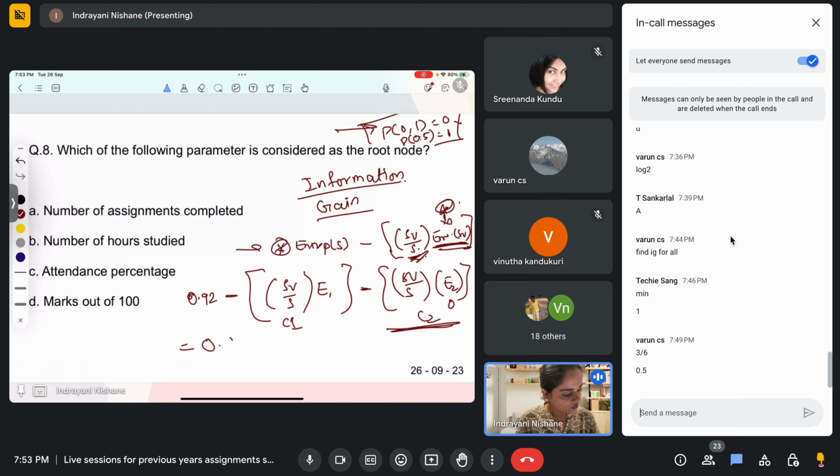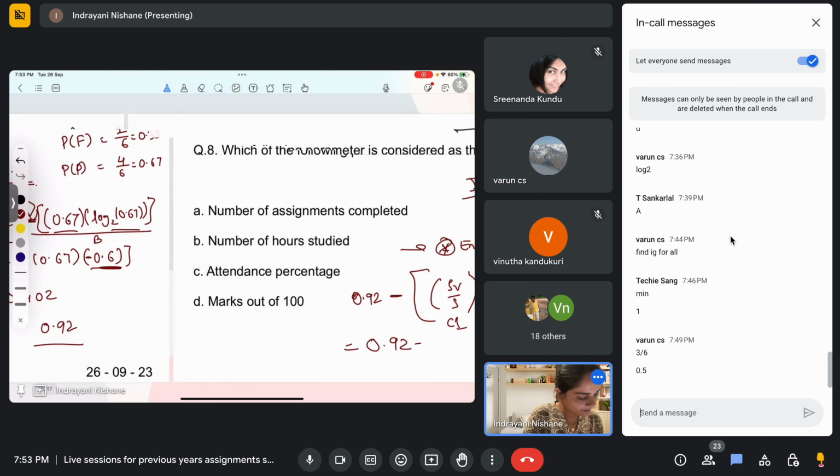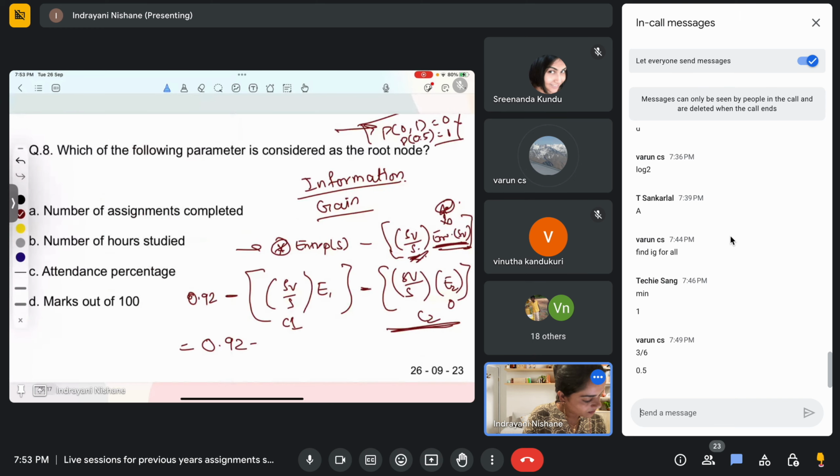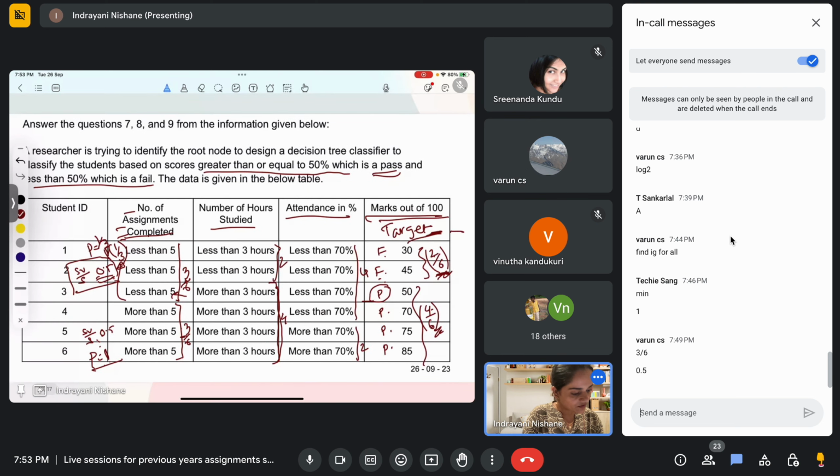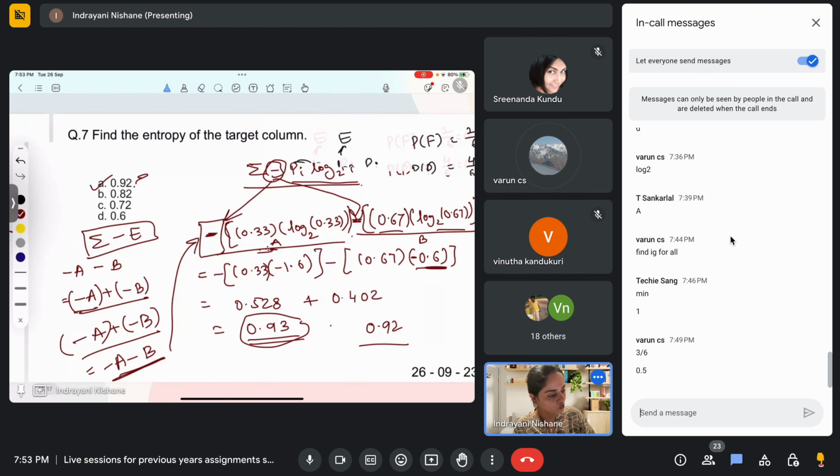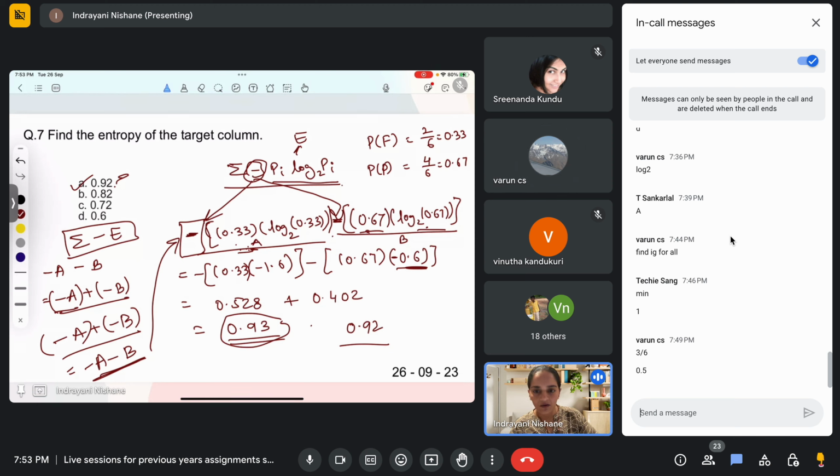So now 0.92 minus SV by S, which was 0.5, 0.5 into, we need to now calculate the entropy for this 1 by 3. So 1 by 3 is 0.33, and 2 by 3 again, the same thing, pass and fail. Like here two values had come, the same thing we'll have to do, minus 0.33 into log to the base 2 of 0.33. So this will be the entropy value for that particular class.